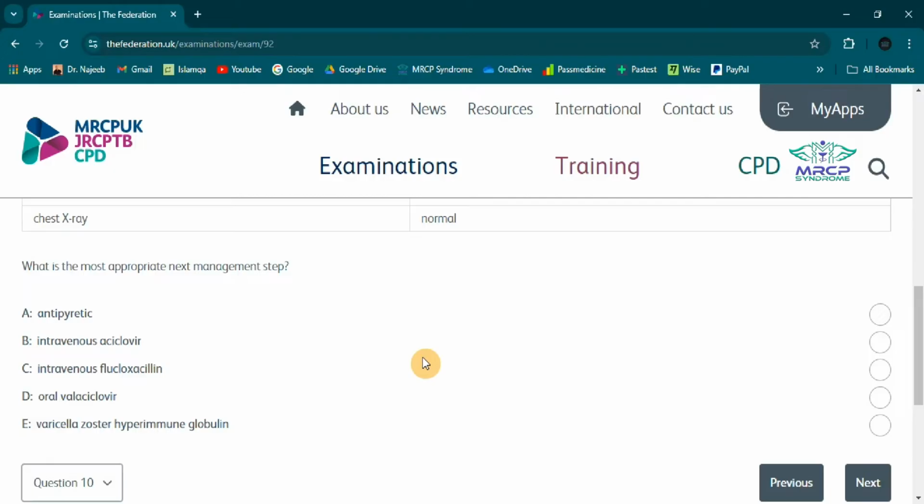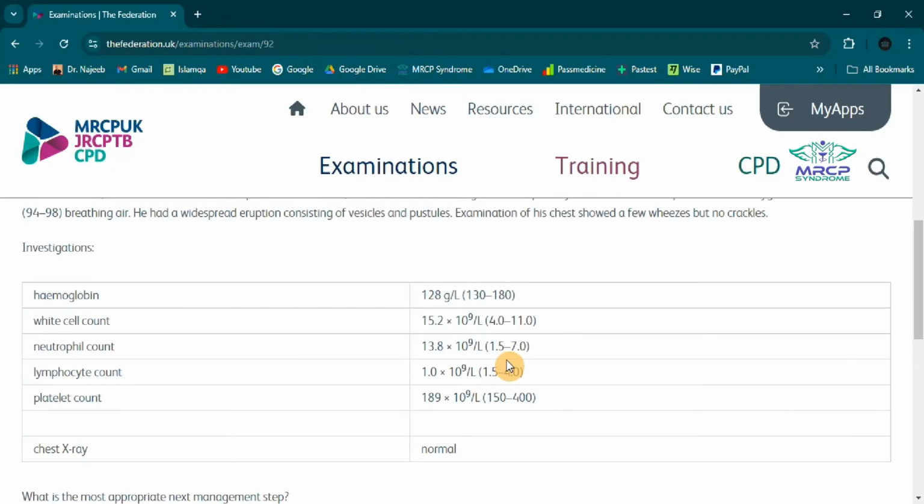What is the most appropriate next management step? Antipyretic, IV acyclovir, intravenous flucloxacillin, oral valacyclovir, varicella zoster hyperimmune globulin.